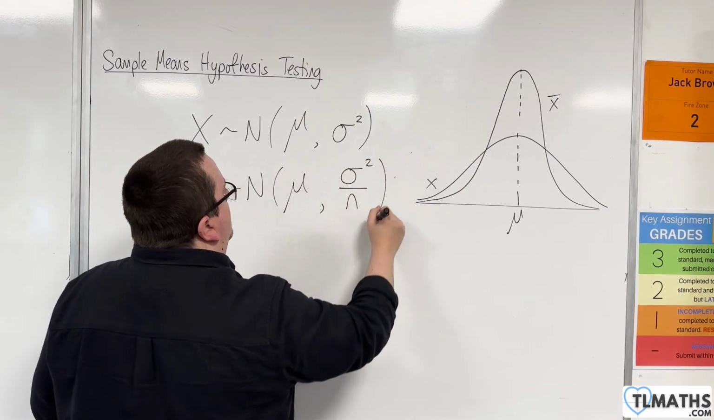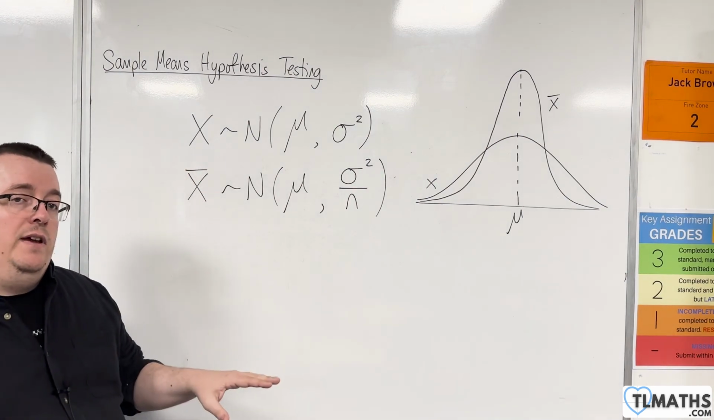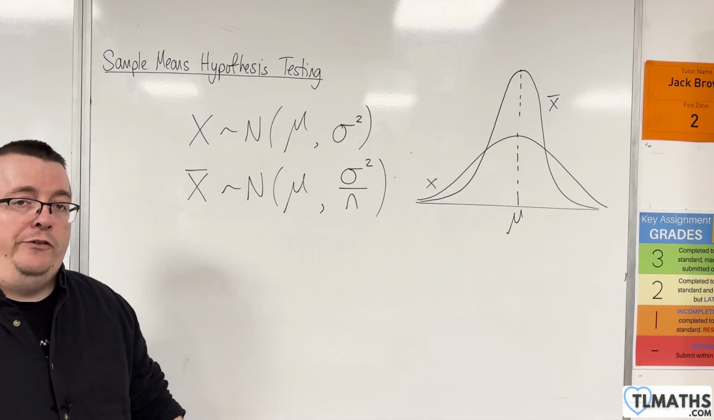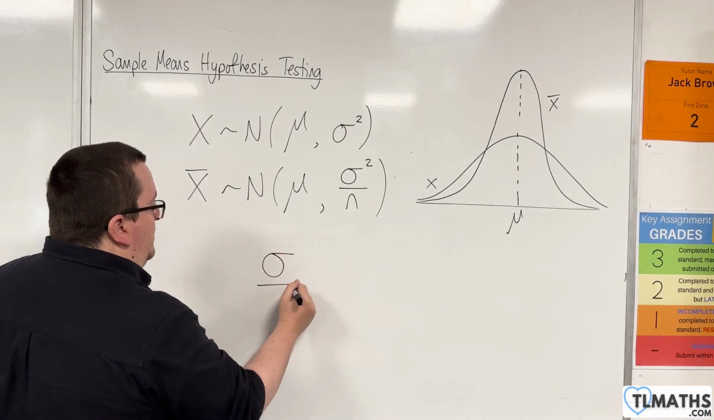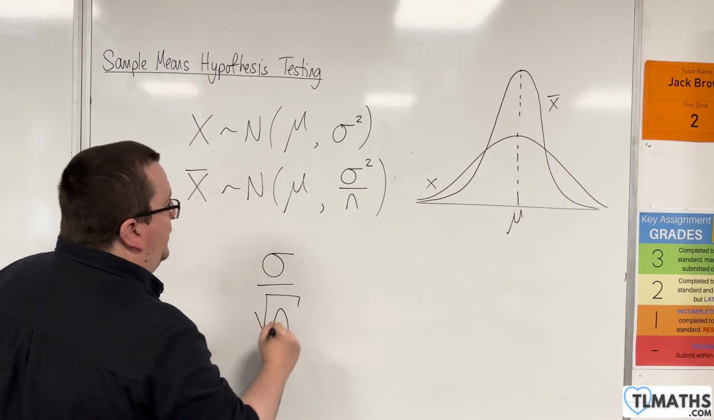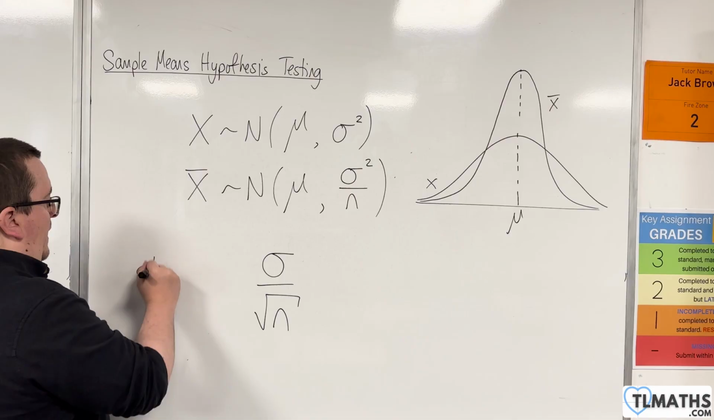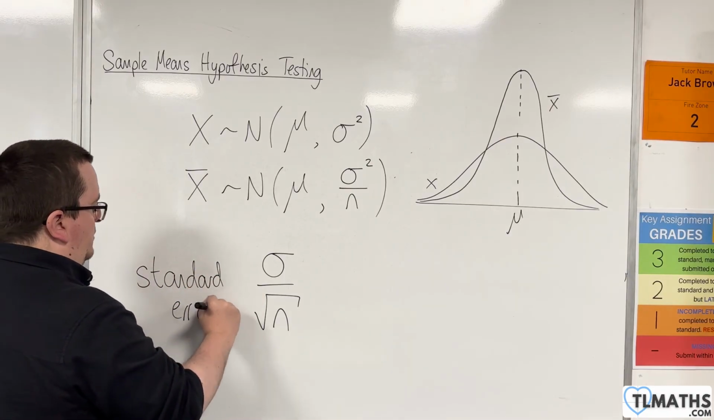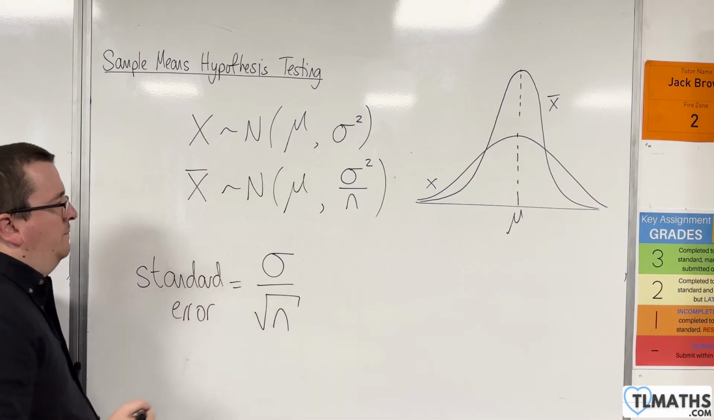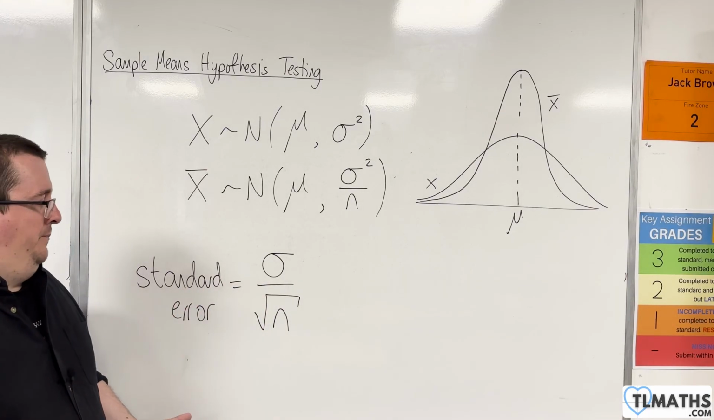And as we showed through our graphs, the variance is sigma squared over n. Now, when we were looking at it, we were saying, well, it's the standard deviation of the population divided by the square root of the sample size. Okay, and this is what we refer to as the standard error. So it has a special name. Essentially it is the standard deviation of the sample means.